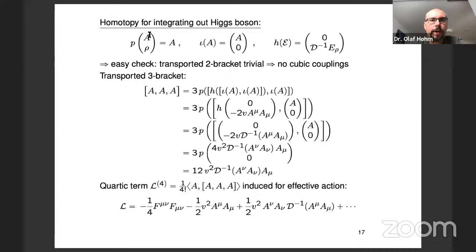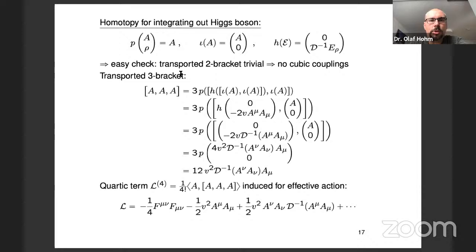Now I want to integrate out the Higgs boson. So I write down the homotopy for that. I take the projection from A, rho to A, because I want to integrate out rho. And then the inclusion just goes the other way. It's just A, zero. And the claim is, again, that this set is a homotopy transfer for the homotopy map, which is given by this, where again, I need a non-local operation, the calligraphic D to the minus one. It's the inverse operator. And so let's see what happens.